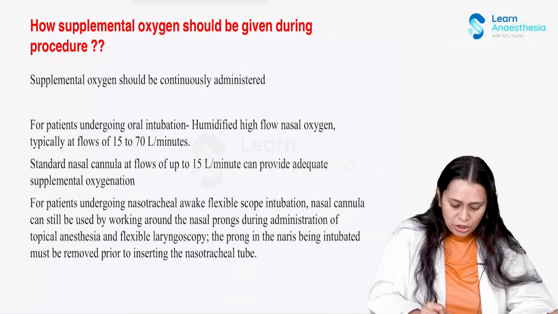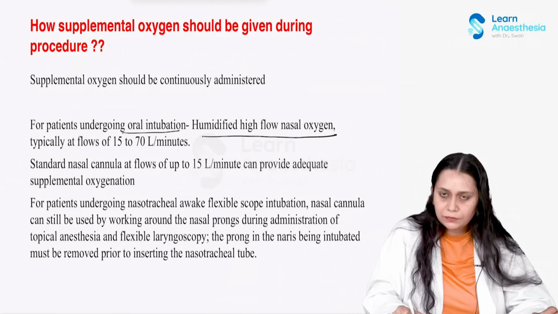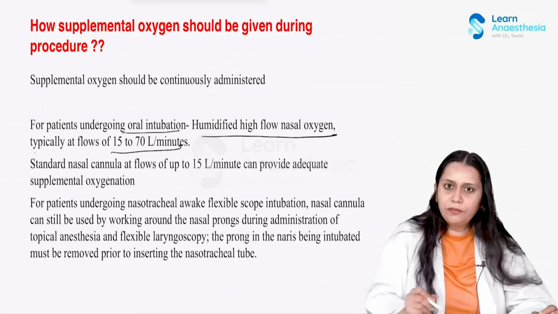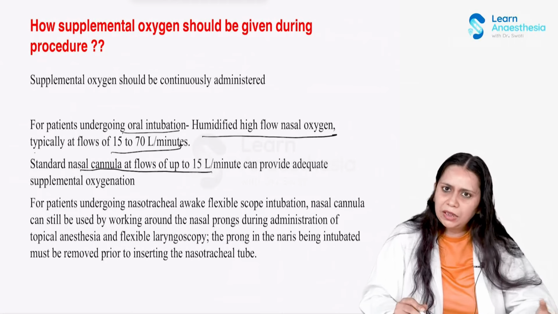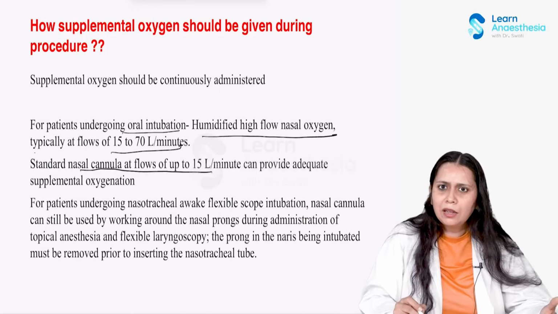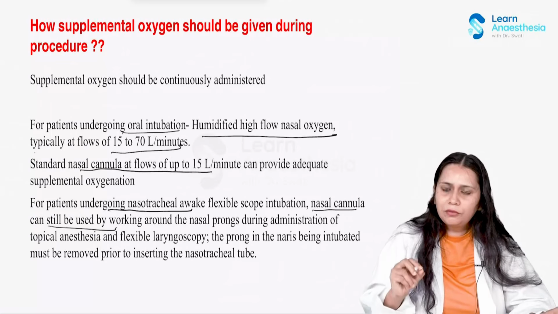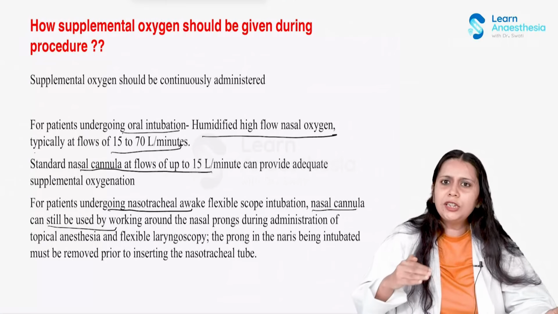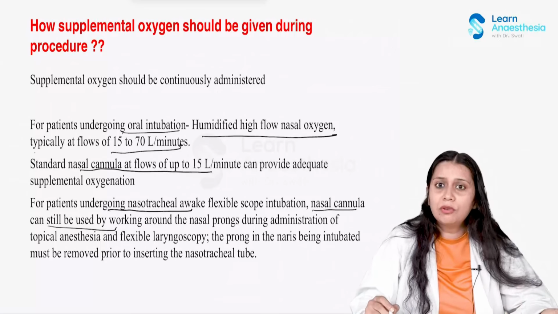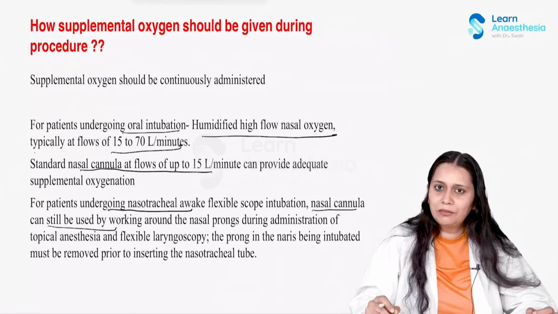Okay. So for a patient undergoing the oral route for fiber optic intubation, we can use HFNC, high flow nasal oxygen, typically at a flow of 15 to 70 liters per minute. A standard nasal cannula at 15 liters per minute can also be used as a good alternative. For a patient undergoing nasotracheal intubation, we use a standard nasal cannula with the prong removed from one of the nares during the procedure. But try for continuous oxygen supplementation. This will give you more time and decrease the risk of hypoxia in the patient.